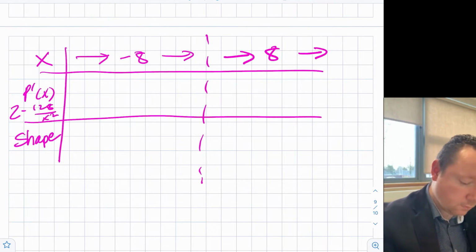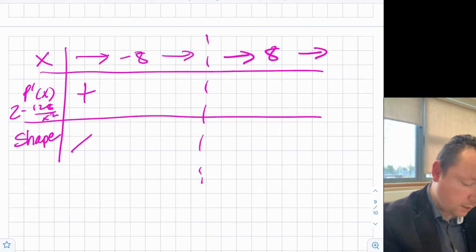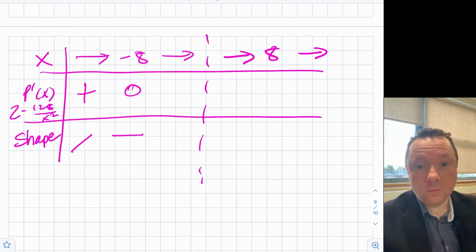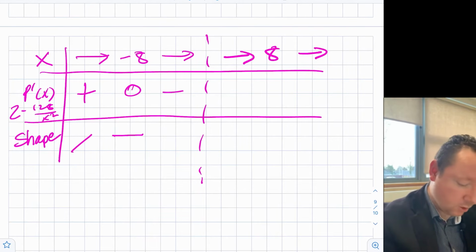So before -8, let's try 10. 10 tens are 100. 128 over 100 is less than 2. So that is positive. It's going up. It's 0. It's going along. After -8, but before we get to 0, let's try, say, 7. Squared is 49. 128 over 49 is more than 2. So that's negative. That's sloping down.